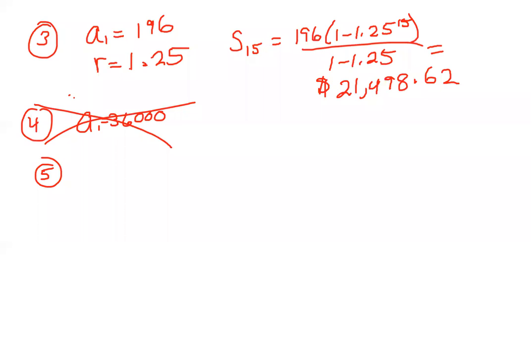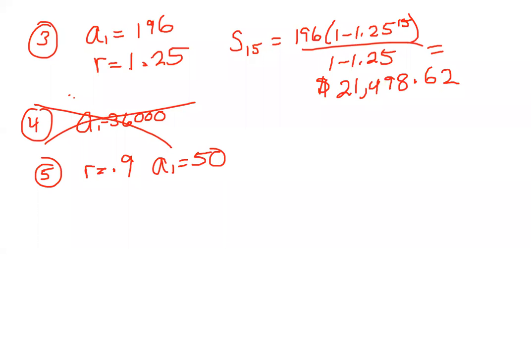A ball is dropped from a tower. The table below shows the height of the ball after each of the 3 bounces. Find the height of the ball after the 12th bounce. Okay, you got to look at that and decide, is it arithmetic or geometric? Well, it can't be arithmetic because 45 minus 50 is not the same as 40.5 minus 45. So check and see if it's geometric, and it is. It is geometric, and our R equals 0.9, and our A1 is 50.